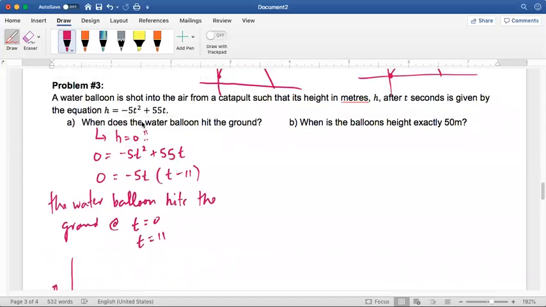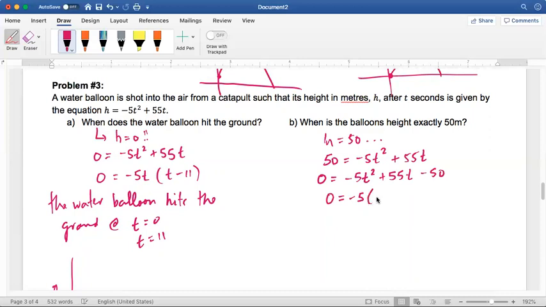Well, let's take a look at the next problem here, problem B. When is the balloon's height exactly 50 meters? So we have to solve this quadratic equation. So -5t squared plus 55t. We'll bring everything to the right just so that I force you to get into the habit of factoring out that negative out of the quadratic term.